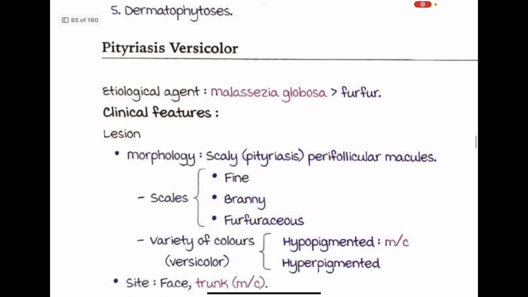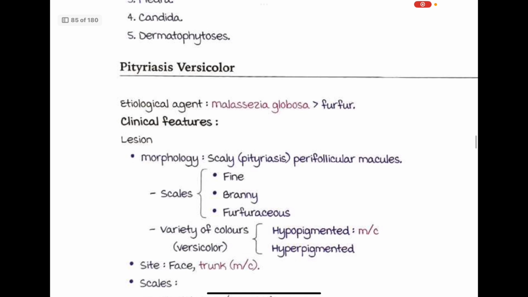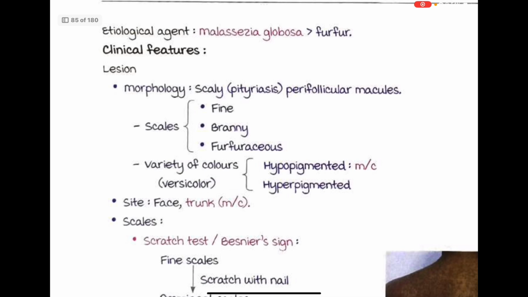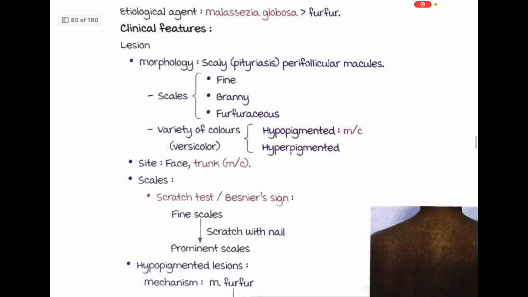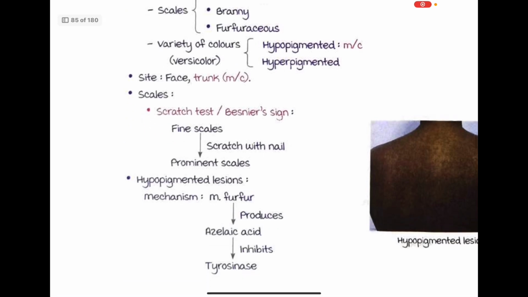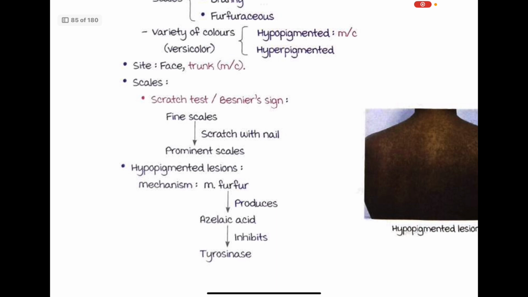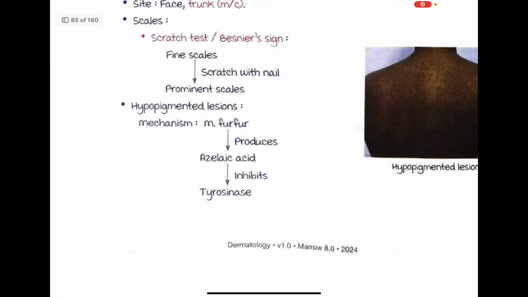Pityriasis versicolor. Etiology: Malassezia globosa, more than furfur. Clinical features: morphology, scaly, perifollicular macules. Scales fine, branny, furfuraceous, variety of colors, versicolor. Hypopigmented most common, or it could be hyperpigmented. Site: face, trunk most common. Scales: scratch test, Besnier's test, fine scale, scratch with nails, prominent scales.